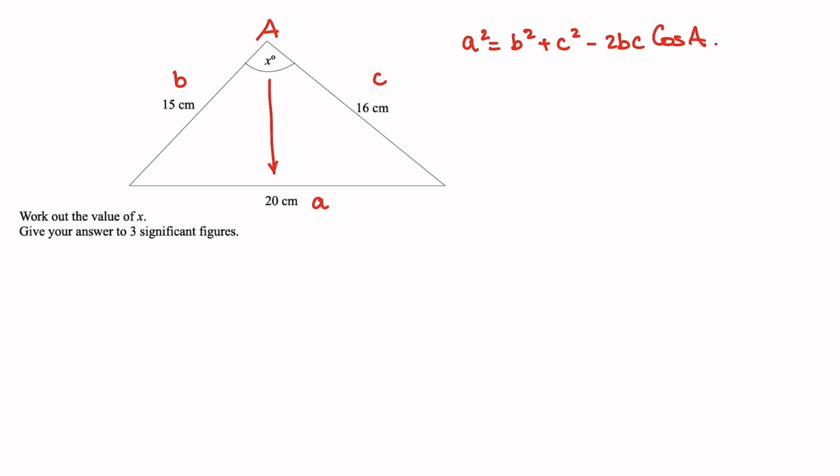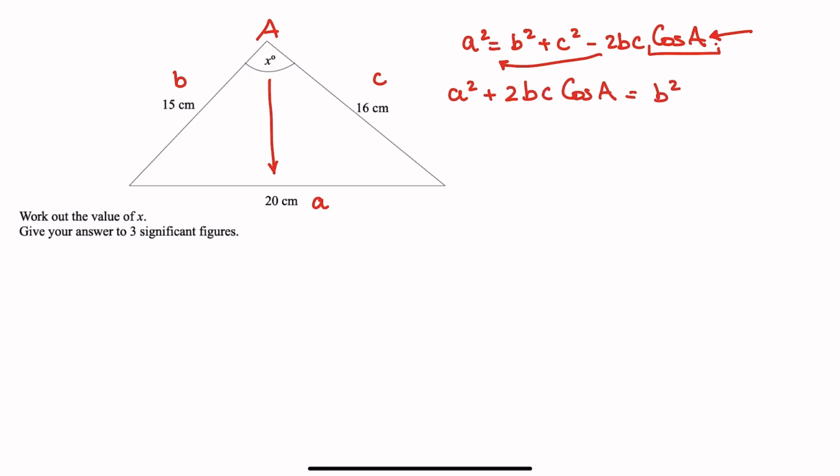We need to rearrange this equation to make cos a the subject, because we want to find the value of capital A. So in order to do this, you can either memorize the formula, or by taking a few steps, you can find out the new equation that we will be using. So the first step is to move the minus 2bc cos a from the right hand side to the left hand side. And as this is a negative, when it goes to the other side of the equal sign, it changes sign. So it becomes a squared plus 2bc cos a is equal to b squared plus c squared.